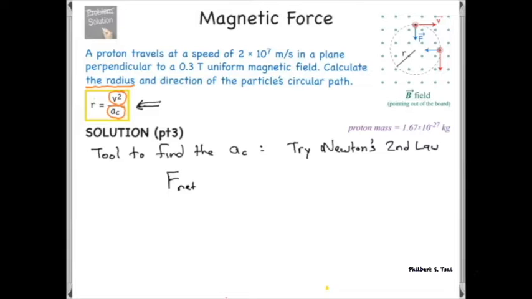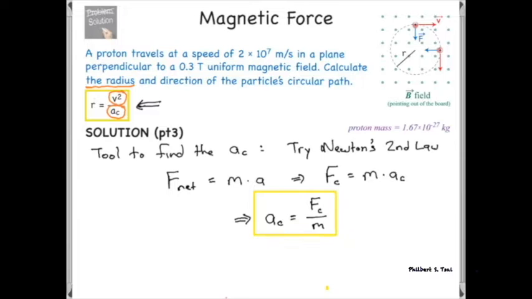We know that the net force is equal to the mass times the acceleration on the particle. So specifically, in this case, we're looking for a centripetal force, which will equal the mass times the centripetal acceleration. And we can rearrange this to solve for the thing we need, which is the centripetal acceleration, in terms of the centripetal force and the mass. And so that's an equation that we can carry forward.